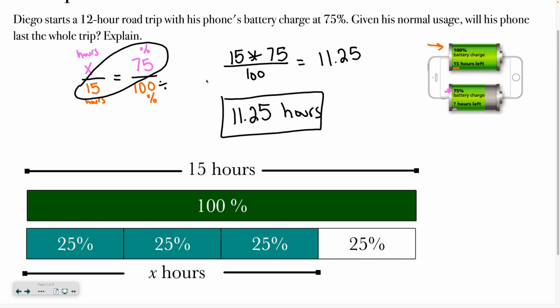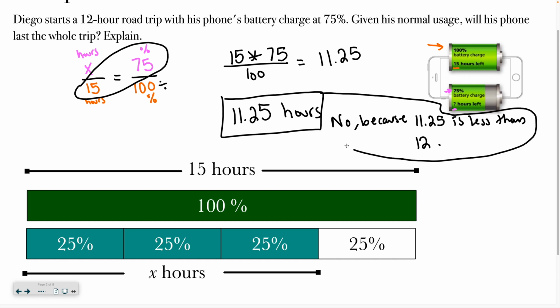And that means that if Diego starts a 12-hour road trip with his phone's battery charge at 75%, given his normal usage, his phone is not going to last the entire trip. So you'd say no, because 11.25 is less than 12. Okay, and having your work would be another part of the explanation. Okay, so you would actually include both of these pieces of information as your answer.